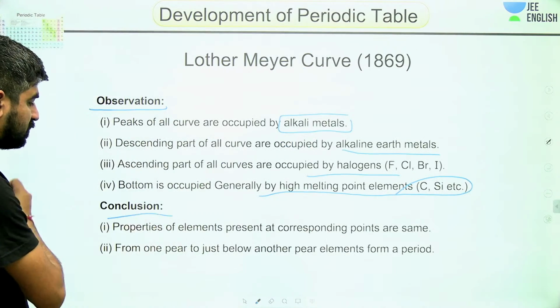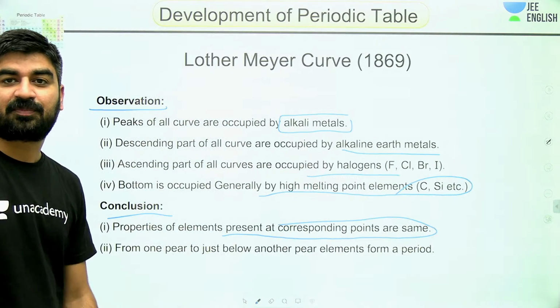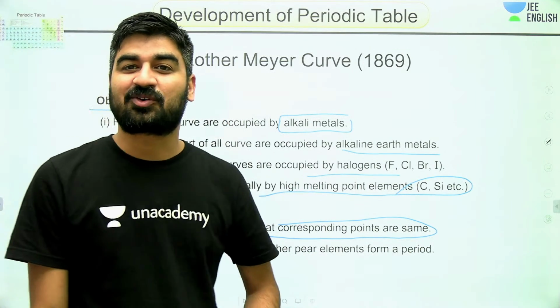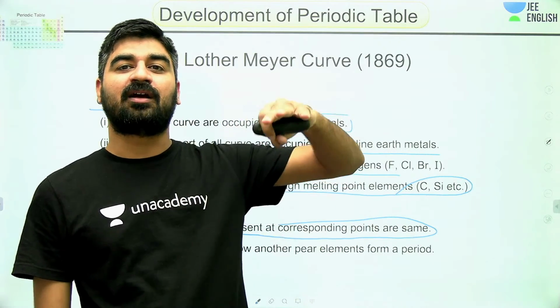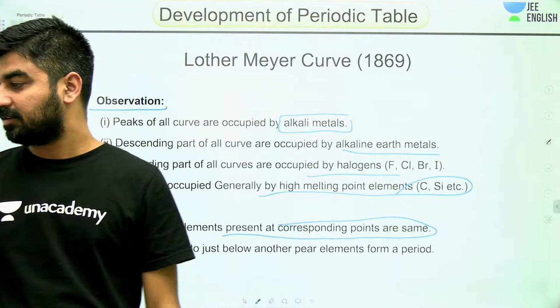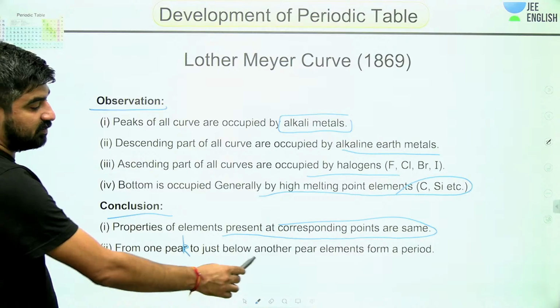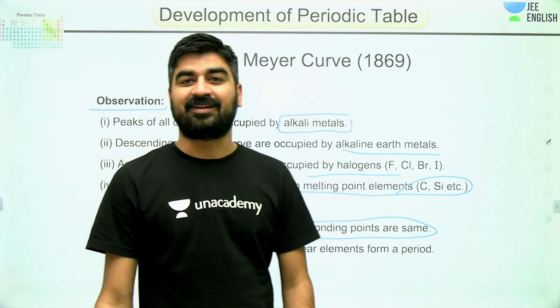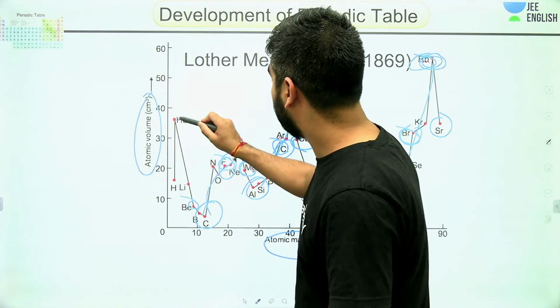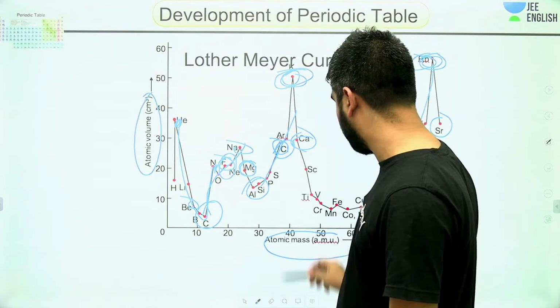So what was the conclusion? That the properties of elements present at the corresponding points are the same. So what is this corresponding point? If I'm comparing peak 2 or peak 3, they are corresponding points, right? From one peak to just below another peak, the elements form a period. So what he said, from one peak to another peak we have a period.